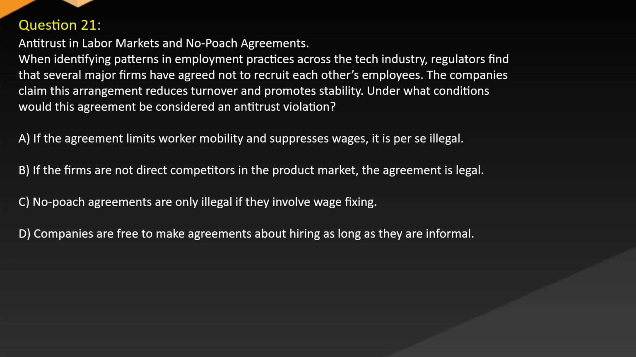A. If the agreement limits worker mobility and suppresses wages, it is per se illegal. B. If the firms are not direct competitors in the product market, the agreement is legal. C. No-poach agreements are only illegal if they involve wage fixing. D. Companies are free to make agreements about hiring as long as they are informal.